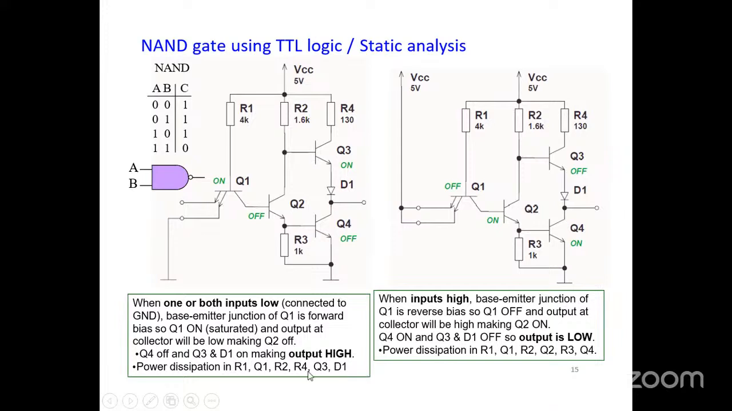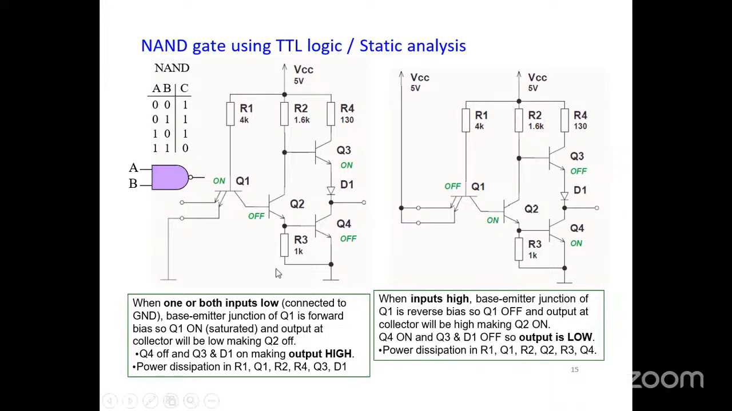On making output high, the power dissipation is in R1, Q1, R2, R4, Q3 and D1. When inputs are high, the base-emitter junction of Q1 is reverse biased and Q1 is off, and the output at the collector will be high, making Q2 on, and Q4 is on and Q3 and D1 are off, so output goes low.